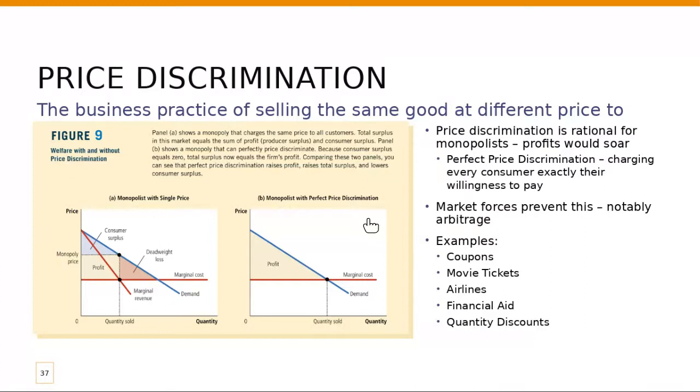Now, there's another aspect of this. Monopolists, because they have the pricing power, have the option of price discrimination. While this is technically illegal and impossible to achieve, it's very, very difficult. Price discrimination is rational for monopolists. Their profits would soar. And perfect price discrimination is charging every consumer exactly their willingness to pay.